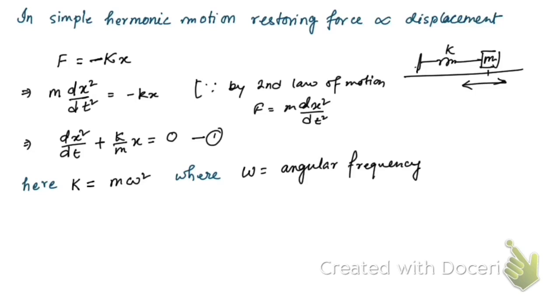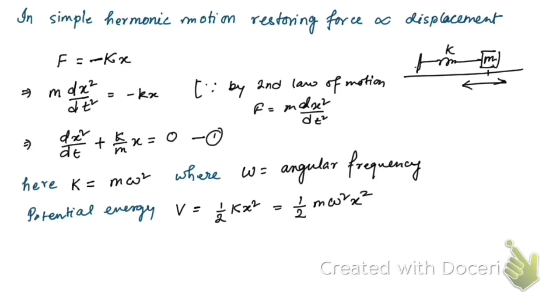I hope you know the potential energy of a simple harmonic oscillator. It is given by V is equal to half k x square. As k is m omega square, we can write it as half m omega square x square. Let this be equation number 2.